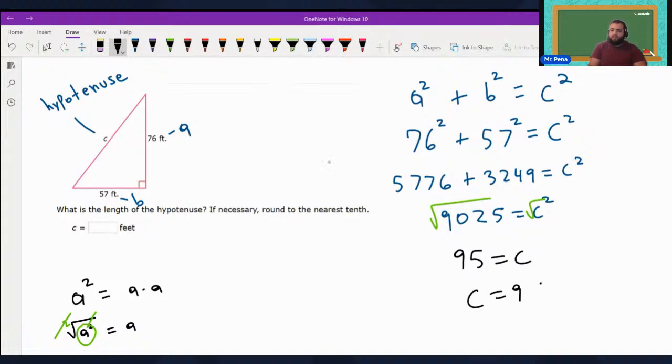And we like to put our letters first. C is 95 square feet, or just feet. 95. Let's make sure I type it in correctly this time. Yes.